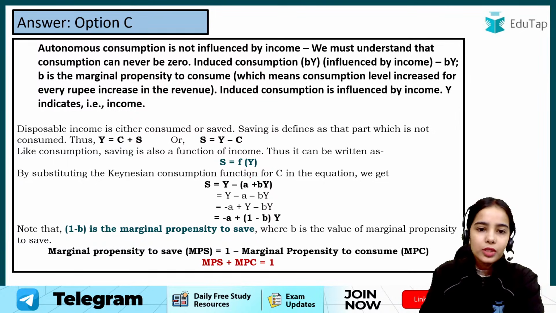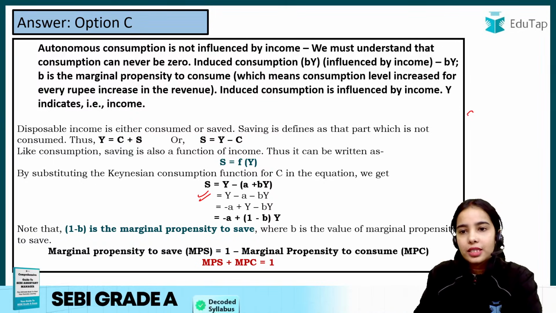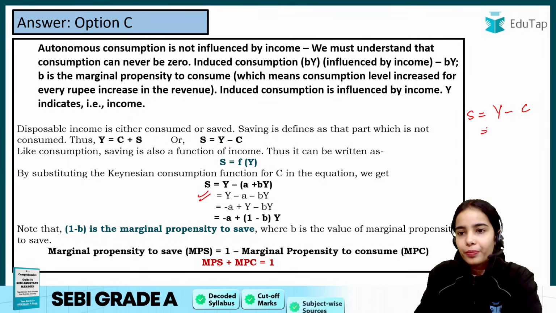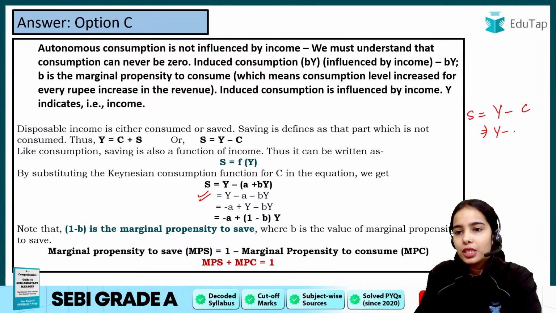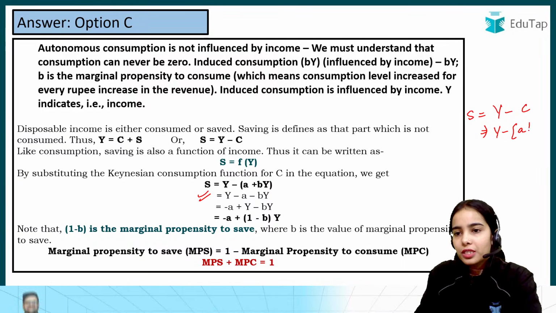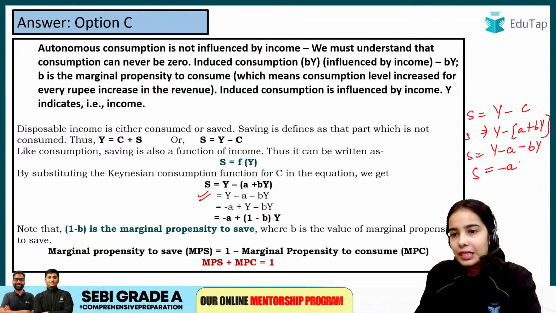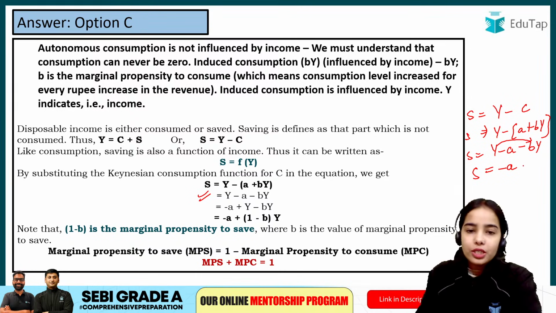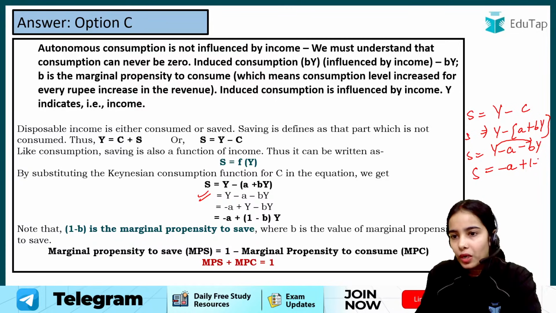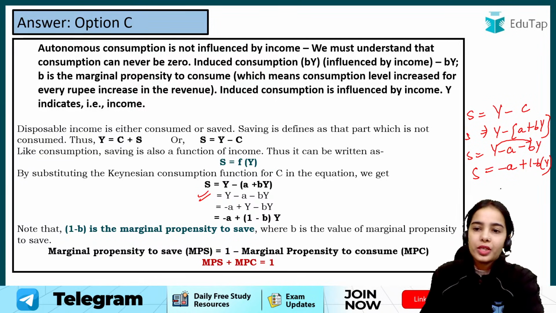So this is the idea: saving is equal to Y minus consumption. Income minus the consumption function, which is autonomous consumption A plus BY. So saving equals Y minus A minus BY. So the saving function will become minus A plus Y minus BY, which is plus 1 minus B times Y. So this is your saving function that is derived from the consumption function.